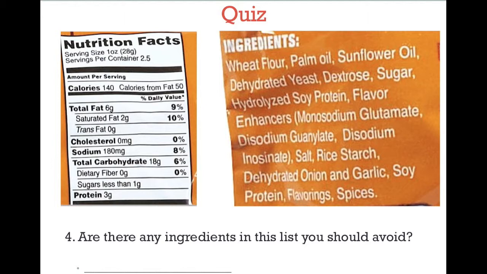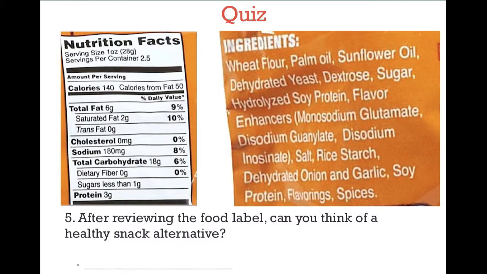MSG, or monosodium glutamate, disodium guanylate, and disodium inosinate may have been the ingredients that you weren't sure about. These are all flavor enhancers that provide a salty flavor. Some people have reactions to MSG in the form of headaches, sweating, shortness of breath, or rapid heart rate. For that reason, this snack may be avoided by some.